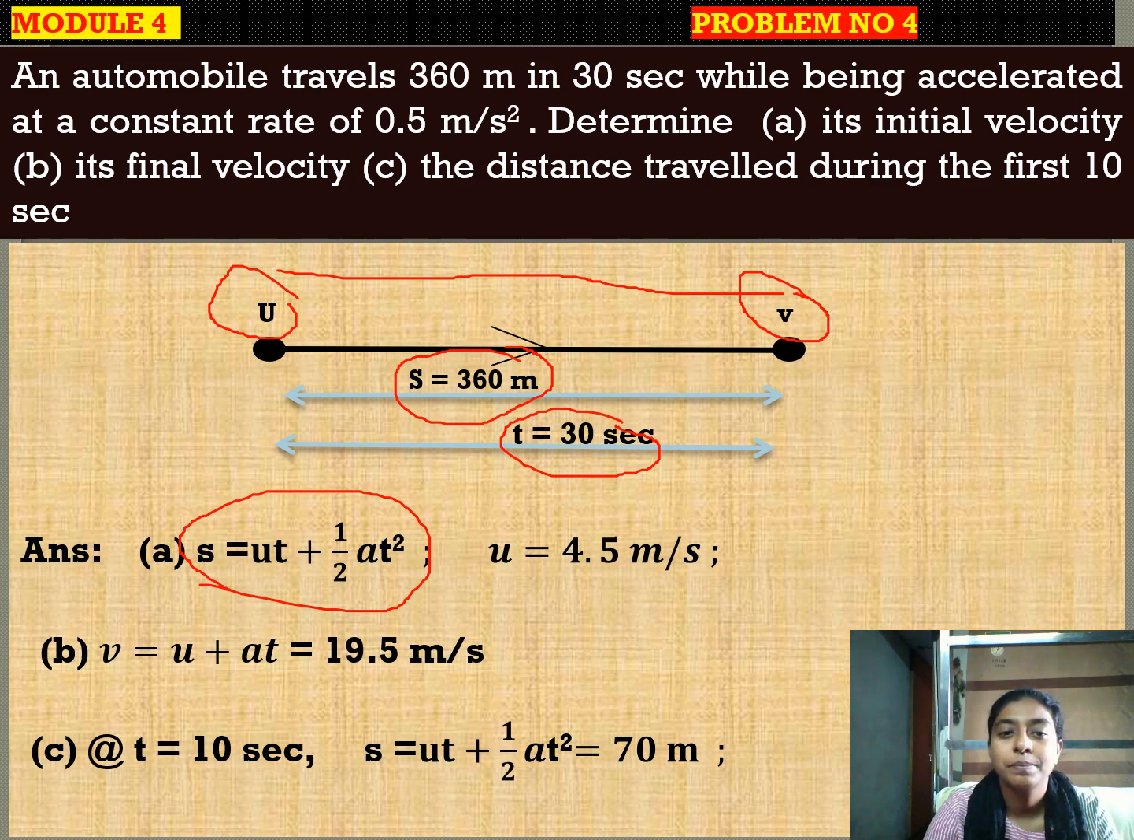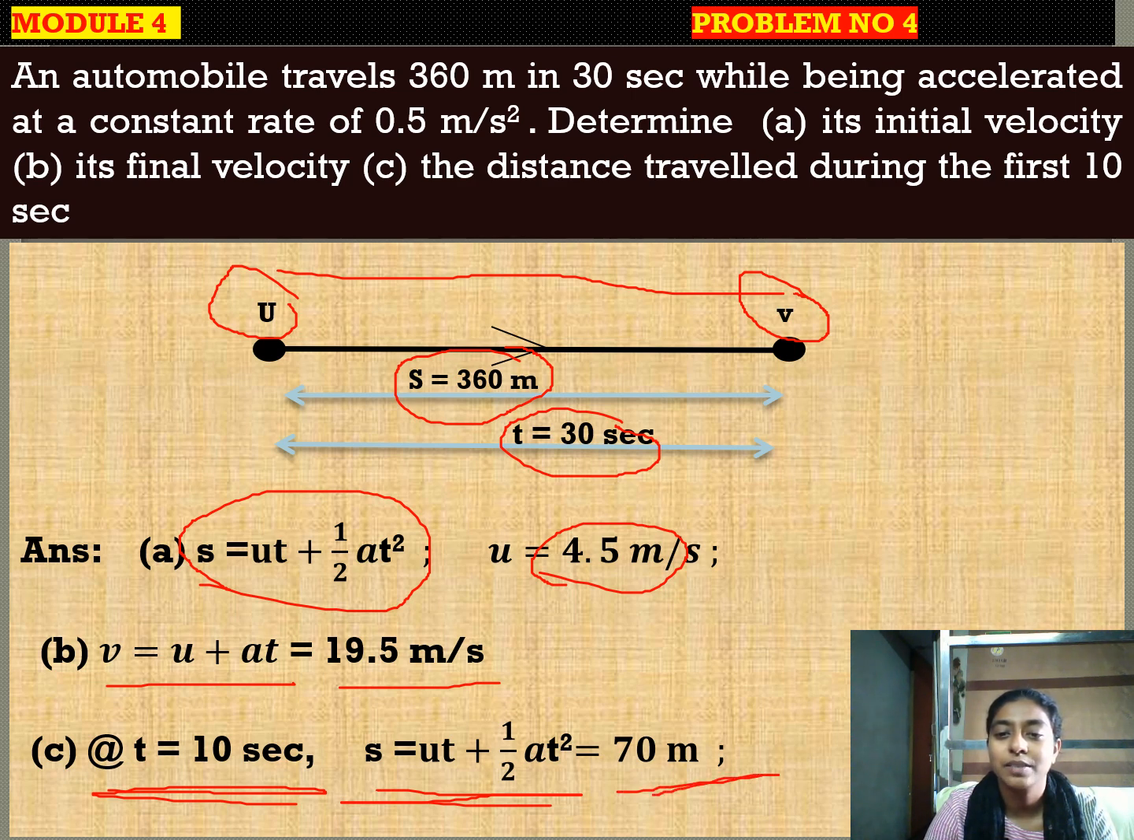Now for B, find the final velocity, which is equal to u plus at. u is taken as this value. So you get 19.5 meter per second. And C is the distance travelled during the first 10 seconds. So substitute t is equal to 10 in the equation S is equal to ut plus half at square. We get S is equal to 70 meter.